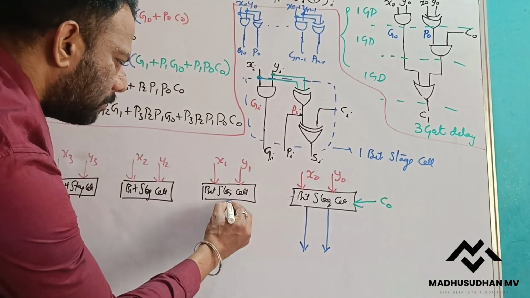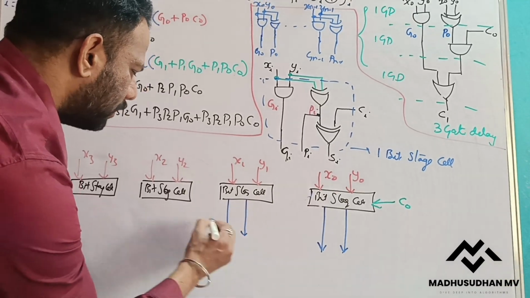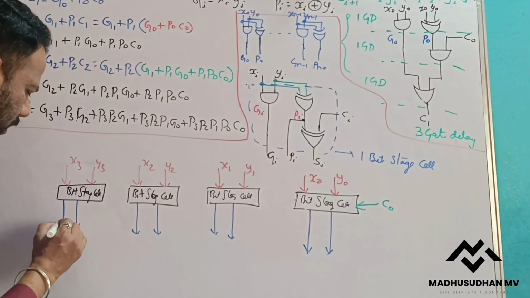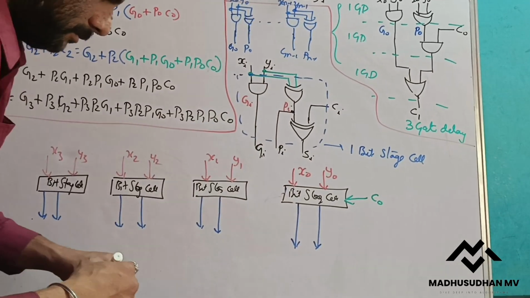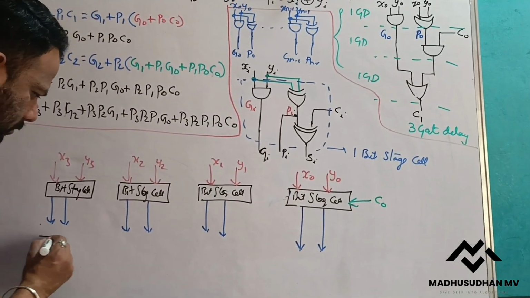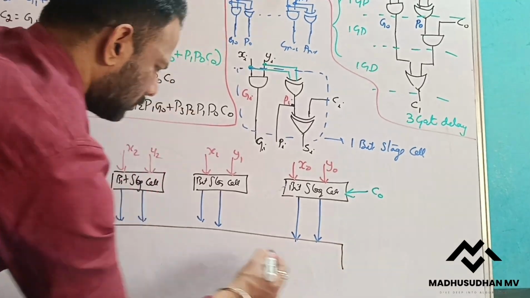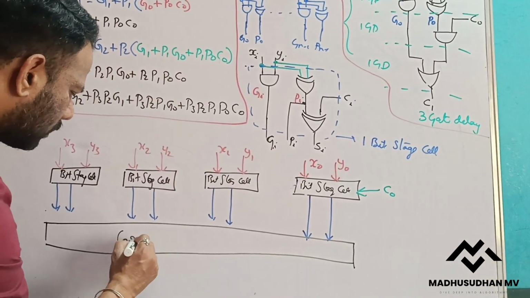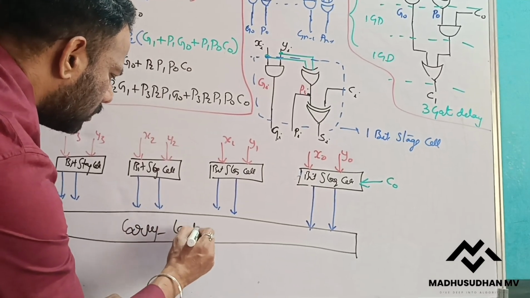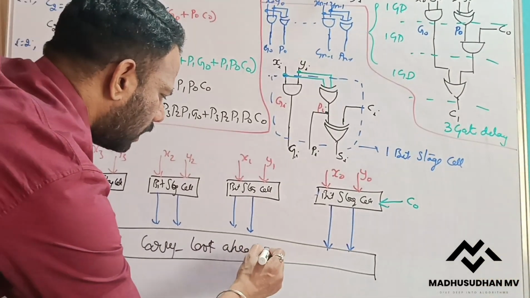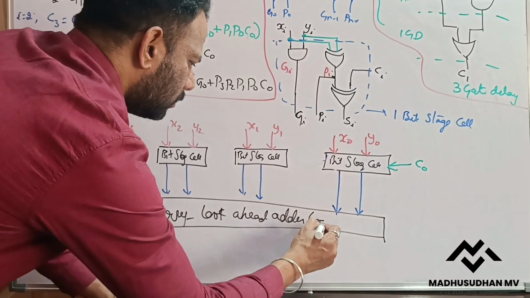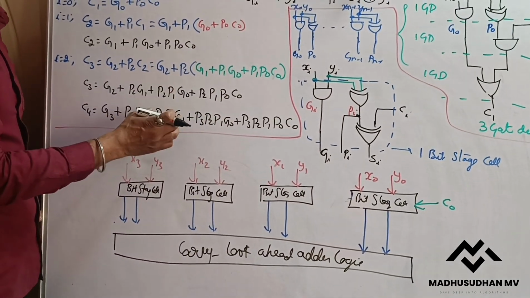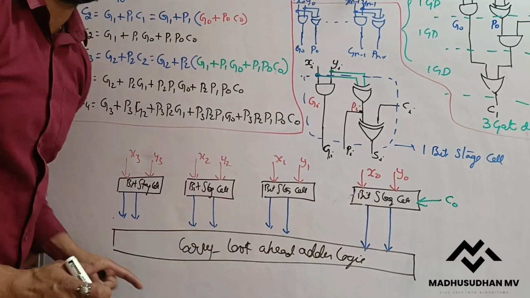Similarly, this will produce G1, P1. This produces G2, P2. This produces G3, P3. Okay. This is my carry look ahead adder logic. That means these are the equations. I am eliminating this dependency with that logic circuit here and that logic circuit here.